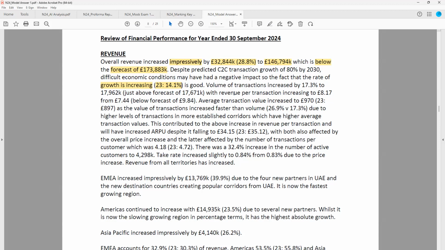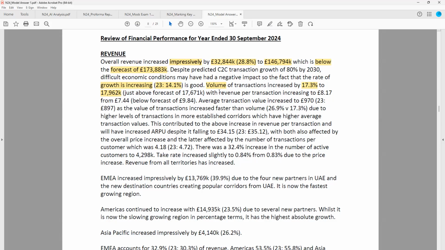And then we can get on to analysing some of the KPIs and the ratios. Volume of transactions was up by 17.3%. And then again, I would compare that to the forecast. It's just above the forecast.